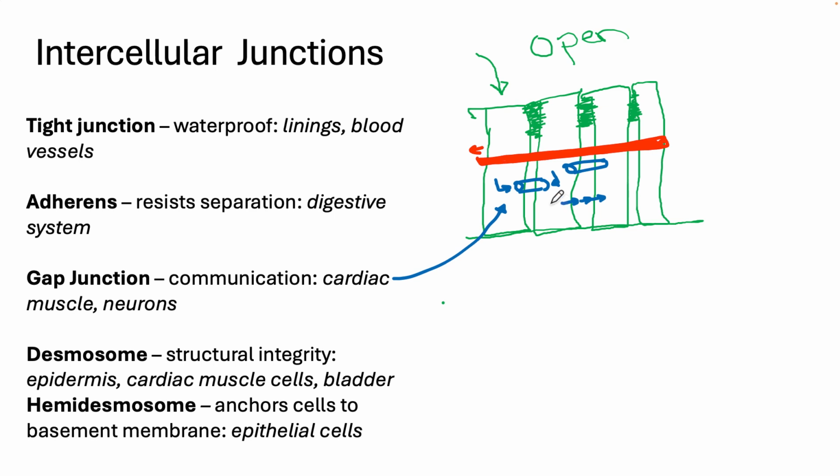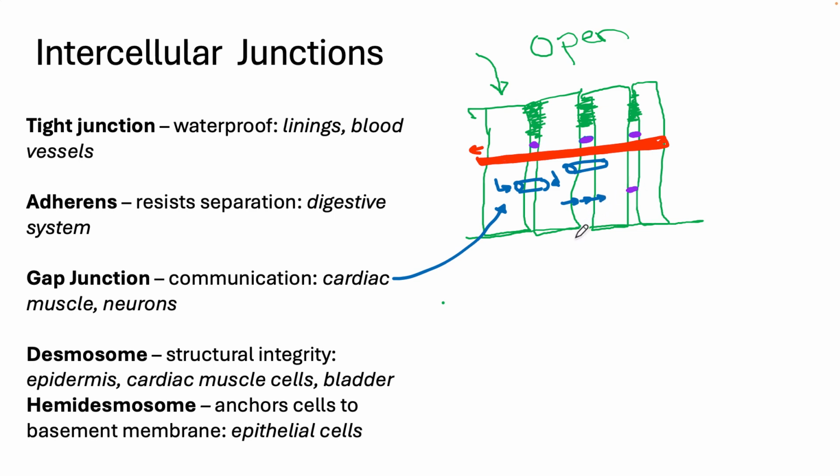And desmosomes are kind of like little spot welds between these cells that help to hold them together. So there's just little spots. Oh, I should have made those a different color, sorry. Let's make them purple. So I'll just draw over this. So these are like little spot welds in between these cells that help to hold them together.